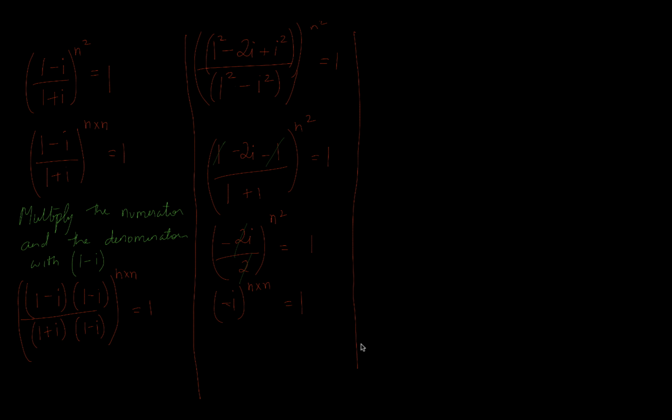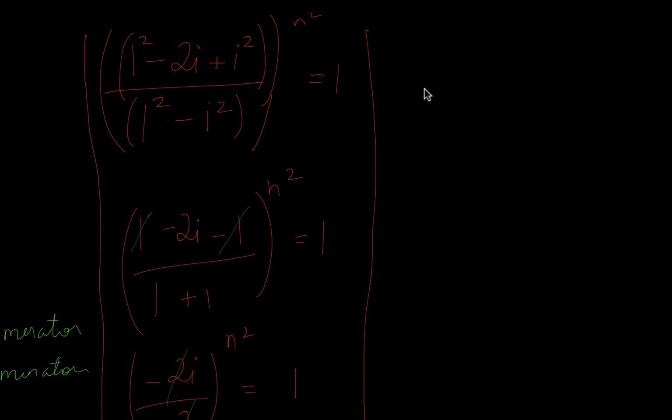Now let's continue solving here. Now let's assume if n is equal to 1. Now if n is equal to 1, we would get minus i raised to 1 into 1, which is equal to minus i. But this is not equal to 1. Hence, we can say that n is not equal to 1.